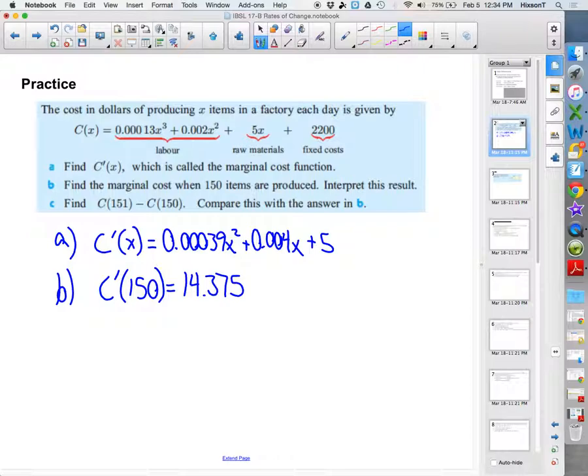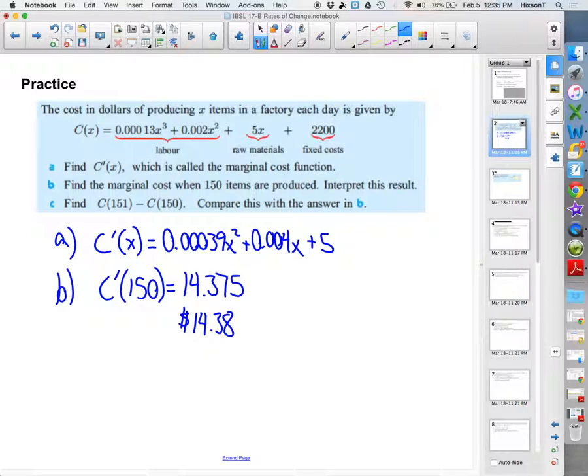Okay, so what does that mean? Well, you would have to round up, so it'd be $14.38. Okay. So $14.38 to produce 150 items. 150 items produced, like ignoring the fixed cost, is that what that means?